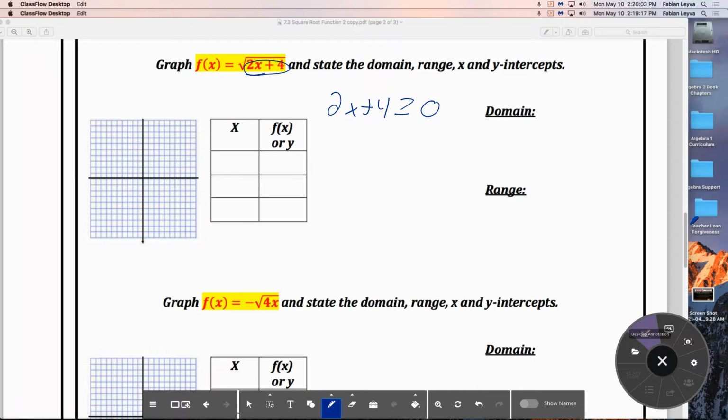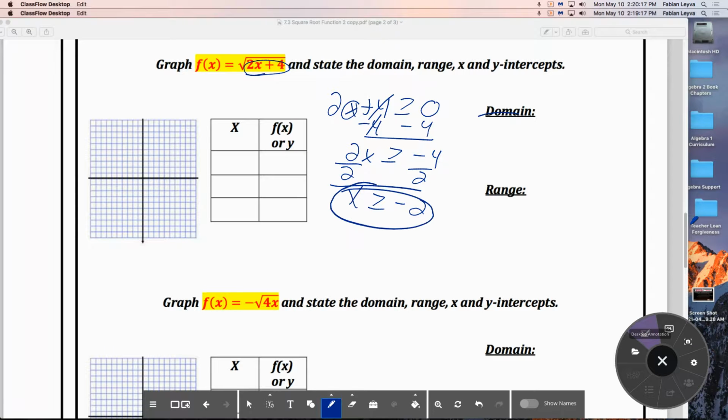Now, solving for this, I'm going to solve for x. So let me go ahead and subtract 4 on both sides. I end up with 2x is greater than or equal to negative 4. Finally, I'm going to divide by 2 on both sides. I'm going to end up with x is greater than or equal to negative 2. Now, what does this mean? This means that your domain has to be greater than or equal to negative 2, aka your x values, your inputs. The values you plug into this equation have to be greater than or equal to negative 2, because if they're not, you're going to end up with an error inside of this radical.